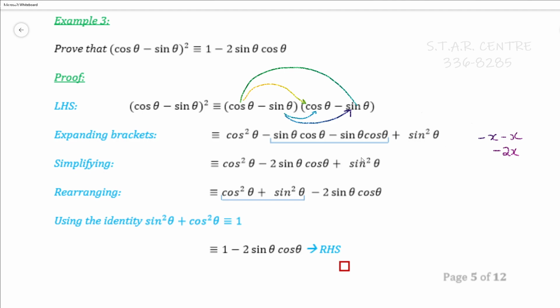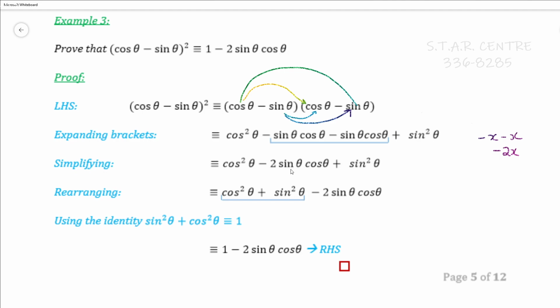Alright, so we are getting a bit closer to what we would like to prove. So just looking back at the example, on the right hand side, I have 1 minus 2 sine theta cos theta. We always need to look back at what we are trying to prove, and that will guide us as to what our next step should be.